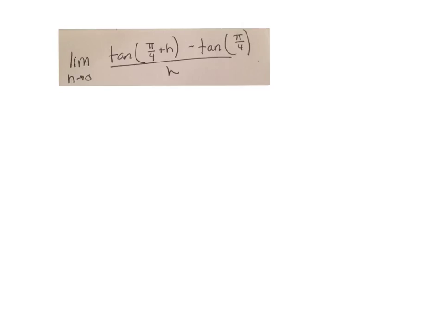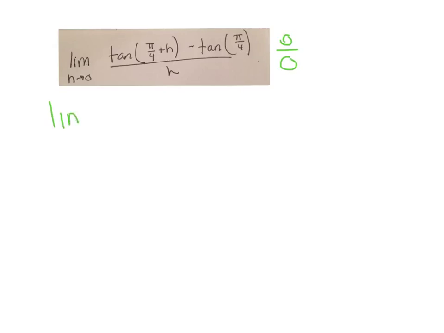The limit as h approaches 0, tangent of pi over 4 plus h minus tangent of pi over 4, over h. So again, I always am trying direct substitution. So if I plug that 0 into h, I'm going to get the tangent of pi over 4 minus the tangent of pi over 4 over 0, so 0 over 0. So again, I'm going to use L'Hopital's rule.